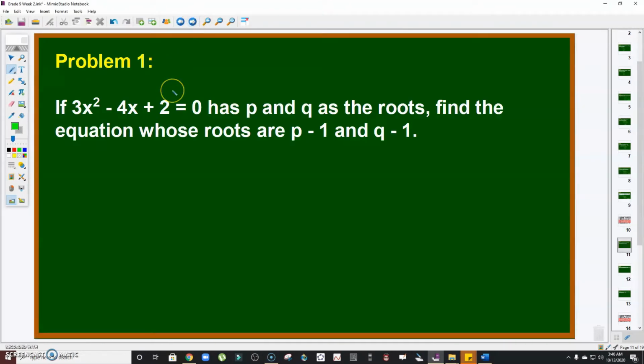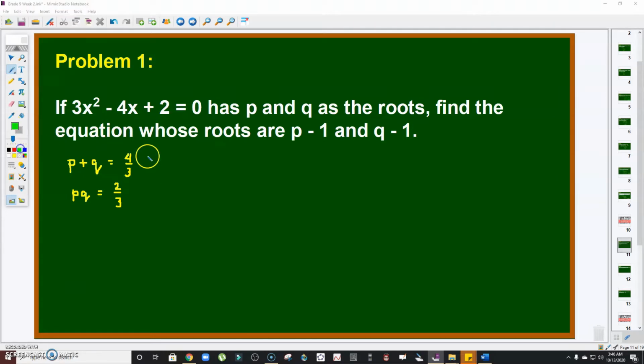Okay, problem number 1. If 3x squared minus 4x plus 2 equals 0 has p and q as the roots, find the equation whose roots are p minus 1 and q minus 1. If you watched the previous video, we know that the sum of the roots p and q is equal to the negative of negative 4 over 3, or 4/3, right? Then the product of the roots is equal to 2 over 3. That's what we had last time. If you haven't watched the previous video, you can find the link in the video description below.